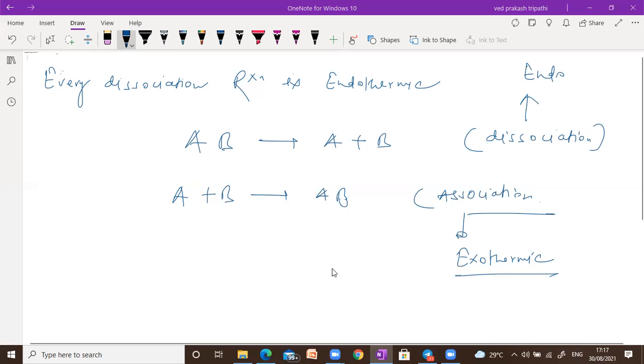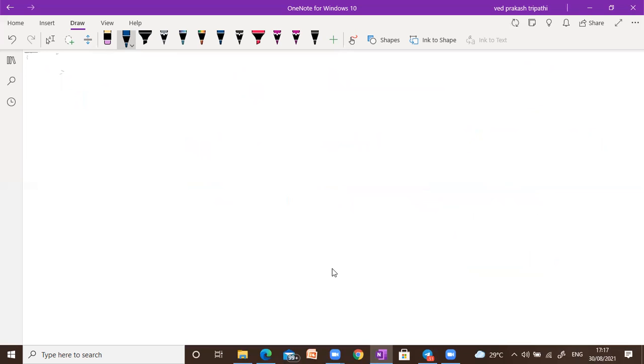What about this reaction? My question is, for this reaction N2 plus 3H2 giving 2 ammonia, what is the direction of equilibrium on increasing temperature? Direction of equilibrium. A very good question. Tell me, what should be the direction of equilibrium when you increase the temperature?